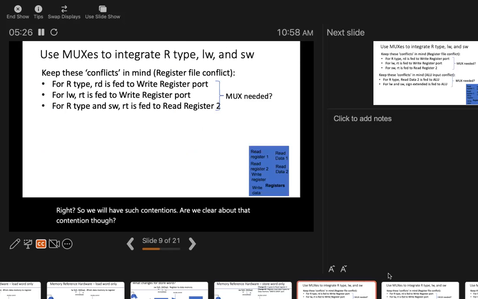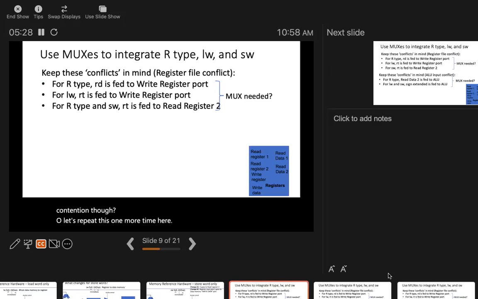So let's repeat this one more time here. You need to keep these conflicts in mind. One is going to deal with the register file conflict. When you consider the R type instruction, RD happens to be the register where the value has to be written. So RD has to go to the write register port for R type instructions, because R type is like RD is equal to RS plus RT. But for load word, RT has to be fed to the write register port. So RT and RD are contending against each other for the write register port when you have a hardware that is both doing load word and R type.